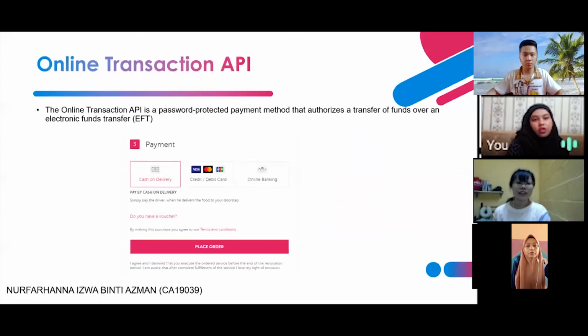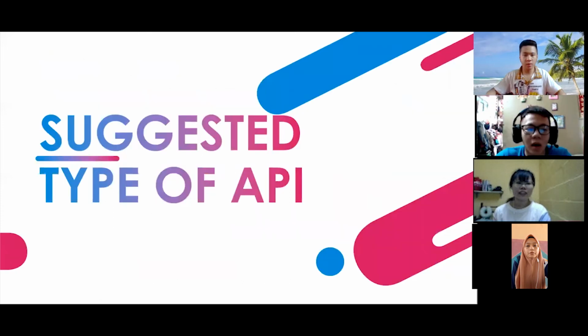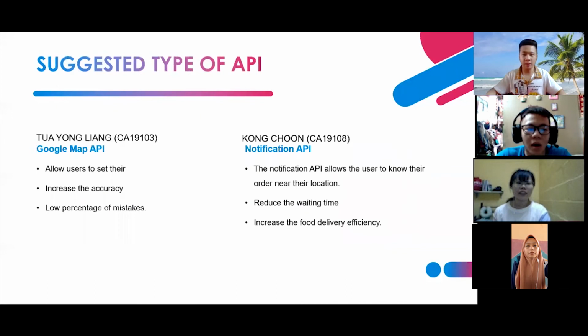The online transaction API is a password-protected payment method that authorizes a transfer of funds over an electronic funds transfer (EFT). For the suggested types of API, the Google Map API allows users to set their location easily by drag and pin or automatically detect the user's live location on the map. Besides that, users can also use this API to find the address of the house to help their parents make an order. This will increase the accuracy of the location put by the user and the food sent by the rider to the customer with a low percentage of mistakes.